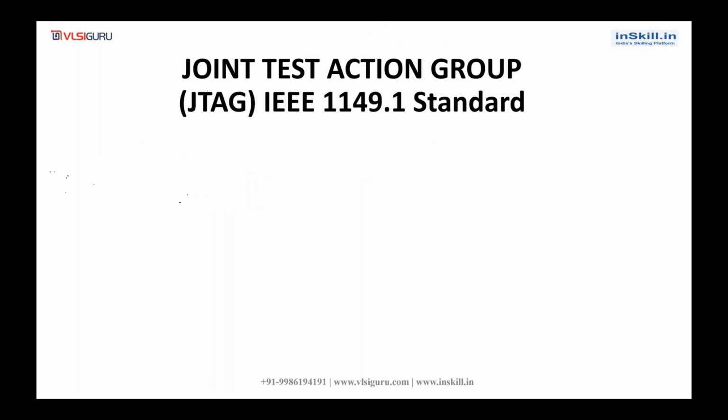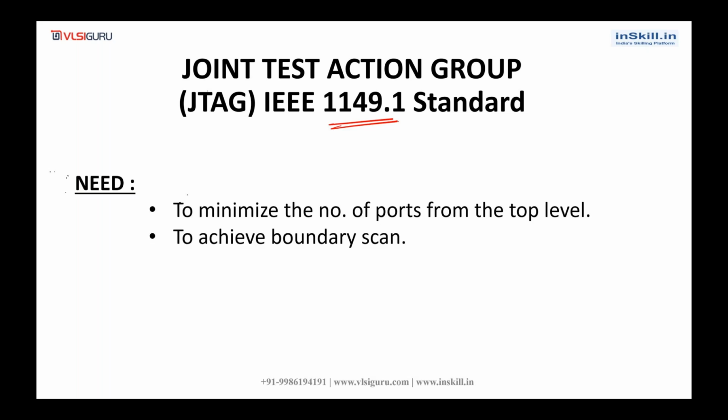And next one is JTAG. So JTAG is Joint Test Action Group. Okay, Joint Test Action Group. It's an IEEE 1149.1 standard. Okay. So the need of JTAG, why we DFT engineers use JTAG, is in order to minimize the number of ports from top level and also to achieve boundary scan. In order to minimize the number of ports from top level and in order to achieve boundary scan, we will be using JTAG. So we will try to understand these 2 points.